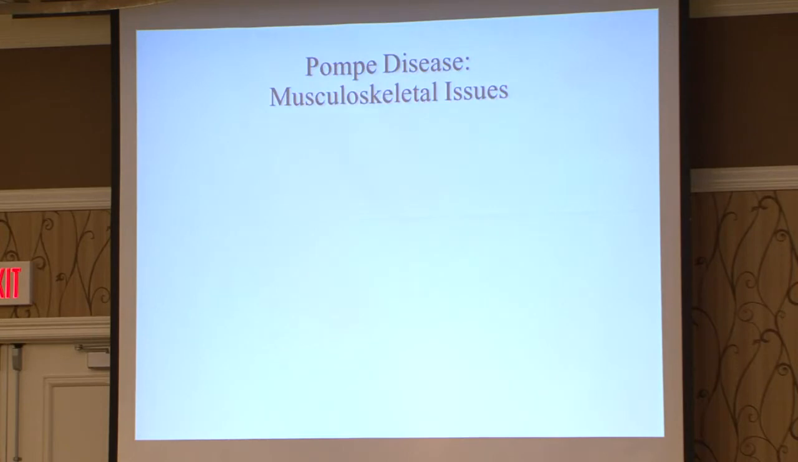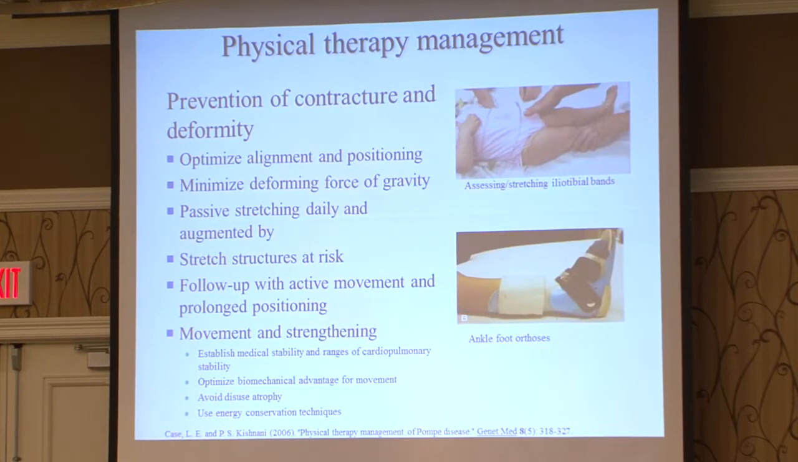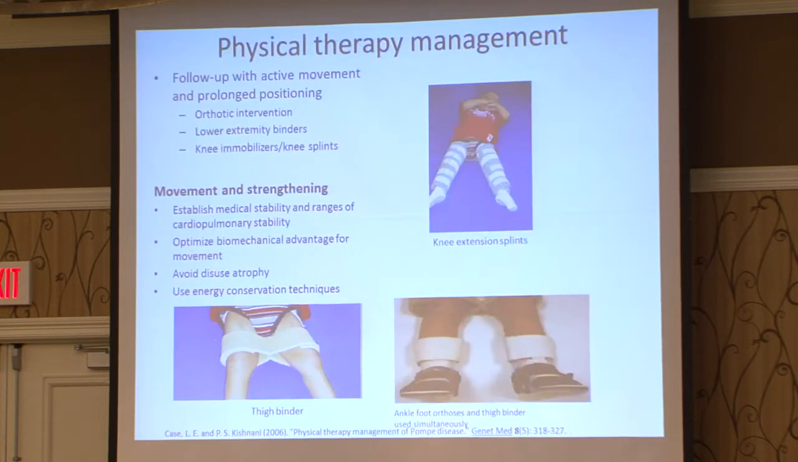Now let's talk about the musculoskeletal issues, and I'm going to touch upon this very briefly. The main idea is, please work with a physical therapist, and please work with a physical therapist who has experience with neuromuscular disorders. The idea is to prevent contractures and to prevent the onset of deformities because of disuse or underuse of certain muscles. And please use equipment as needed. For the children, we talk about the use of ankle-foot orthosis, to help stabilize the foot. You can use different kinds, like knee extension splints, thigh binders, as you can see here, a combination of thigh binders as well as the ankle-foot orthosis.